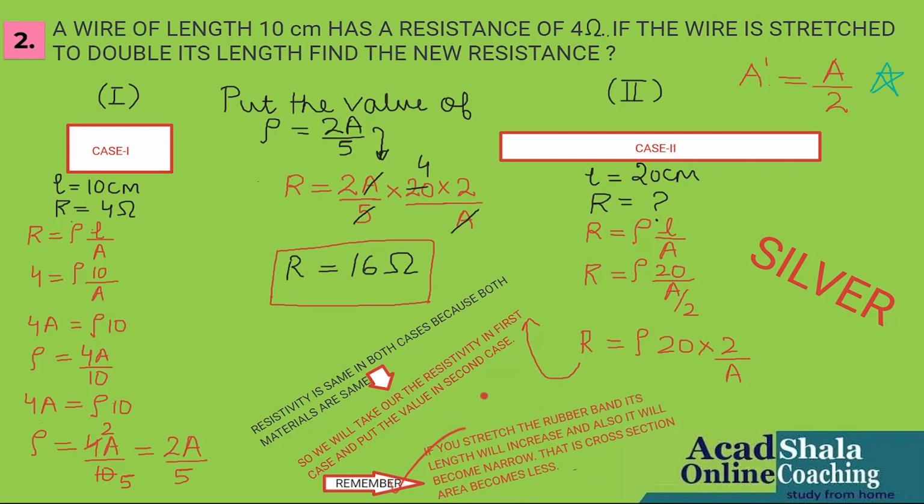So always remember when you stretch a rubber band, what will happen? You keep an example of rubber band in your mind. So of course, it will be there in the conductor, in the wire. Even if you pull up the wire, length will increase and the cross-section area will also become less because it will become narrow. Keeping these concepts in mind, children, you will be able to solve the numerical very, very easily. Always remember, children, these concepts to be kept in mind and then solve the numerical.